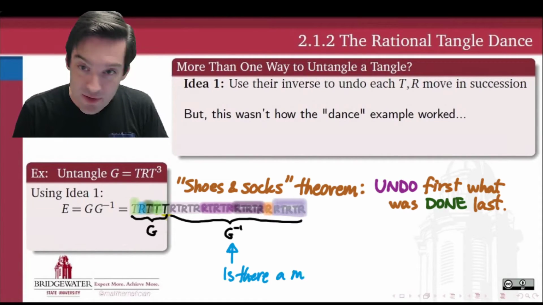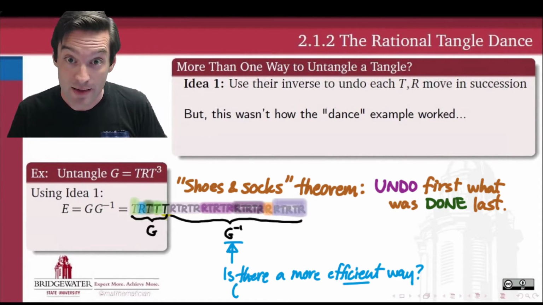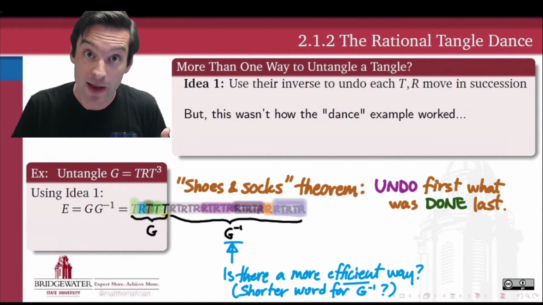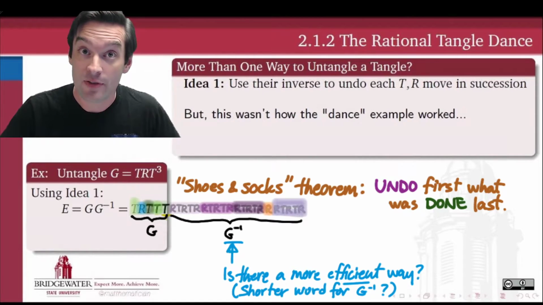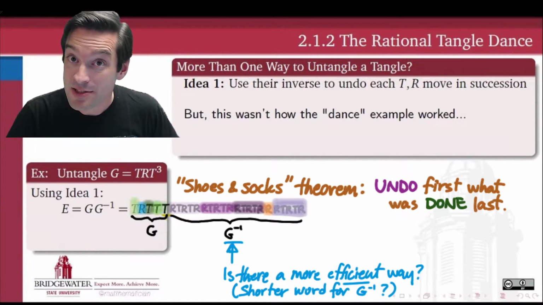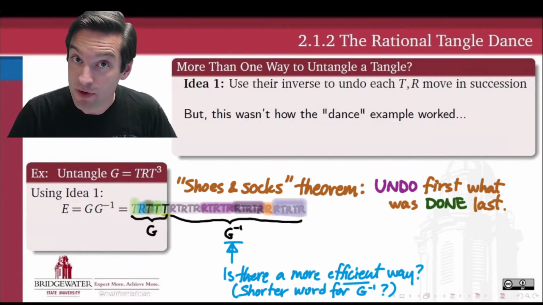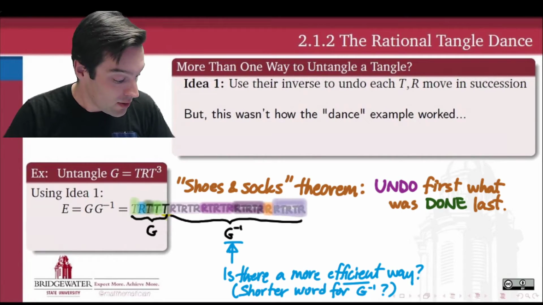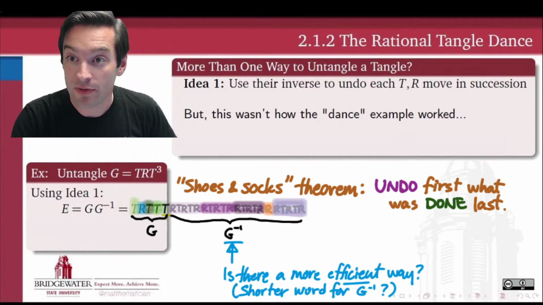So really the question is, is there a more efficient way to invert a rational tangle, to untangle it? Is there a shorter word that I could use to represent the inverse of this tangle? We know that inverses are unique in any group. So it's not as though we're writing down a different inverse, just a different way to express the inverse, hopefully using a shorter number of words, a shorter number of letters.